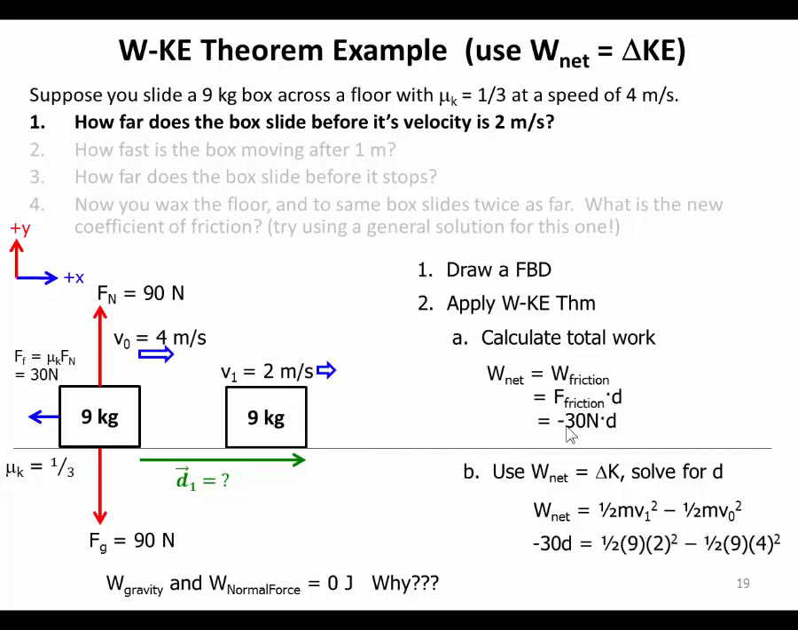If we plug in, we've got negative 30 times d equals the change in kinetic energy, and remember, we have to go from the final to the initial. So we're ending at 2 meters per second, and we started at 4 meters per second. You'll notice that the left side of the equation is negative right now, and the right side of the equation will be negative too. So your negatives will end up canceling, which is good because we want a positive displacement vector to the right. We've plugged in some numbers, and I'm showing you that the units of the items on the right side are in joules. We have negative 30 times d equals negative 54 joules. Do a little bit of division, and we find out that we've moved 1.8 meters.